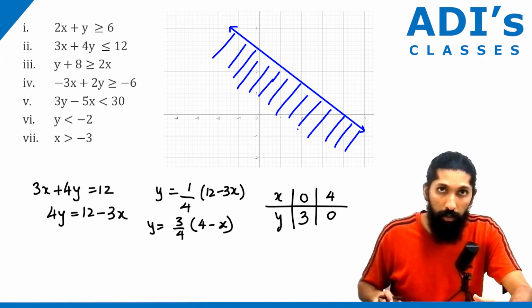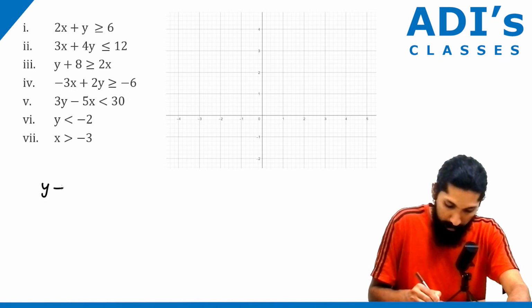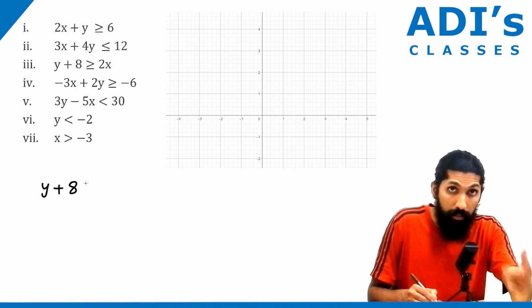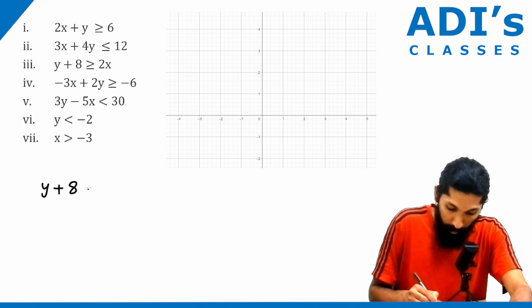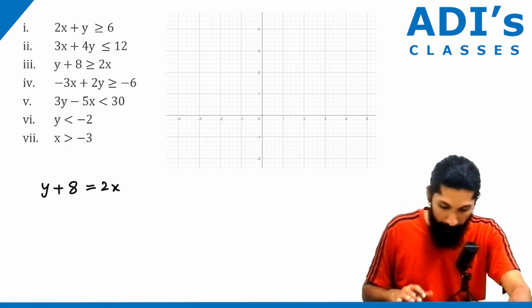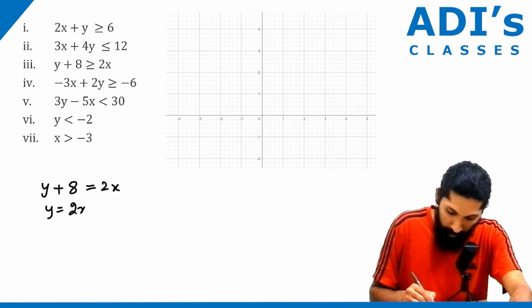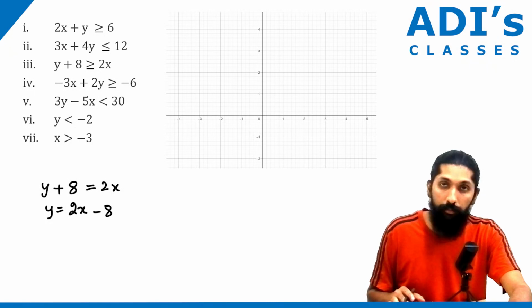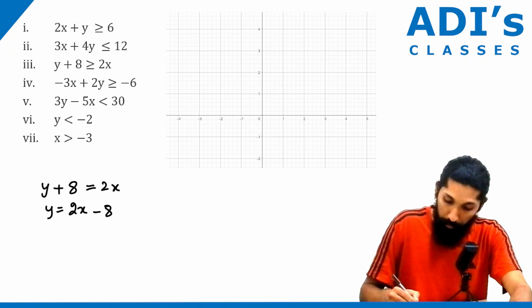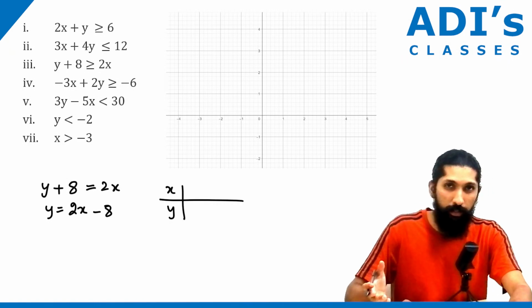Let's do the third one now. Look at the third one. The question says y plus 8 is greater than or equal to 2x. So what you can do is make it as is equal to 2x. So you get y is equal to 2x minus 8. Okay. Again, plot the values. You have x, you have y. First, guys, don't start with x is equal to 0.